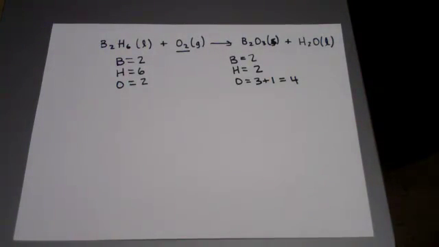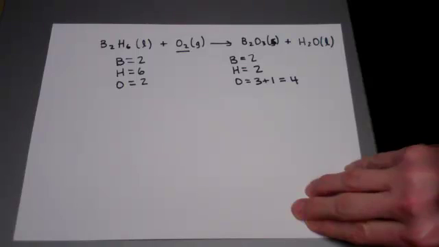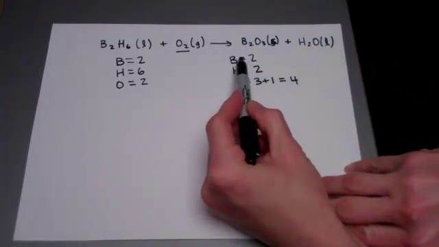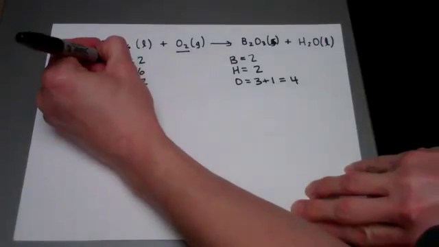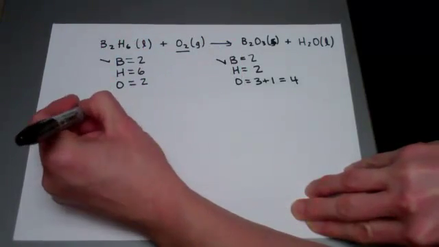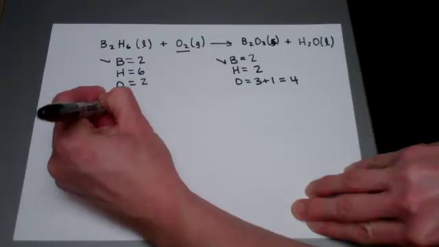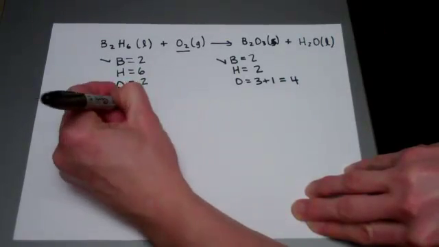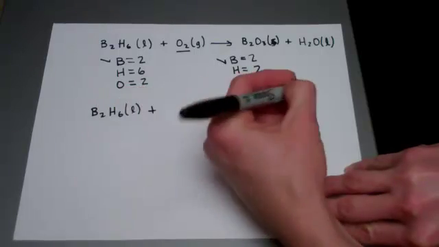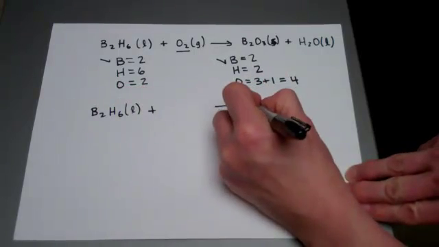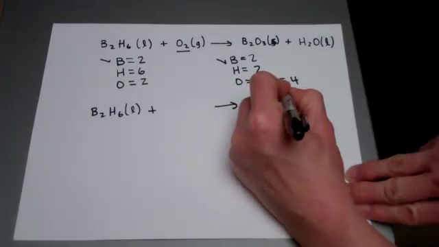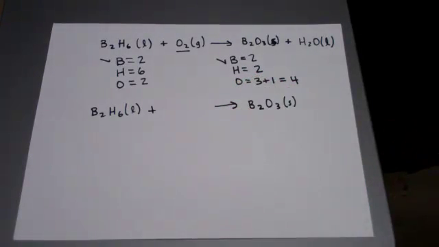So the first thing that we need to look at: our borons are balanced, so let's leave those alone for now and see if we can do this equation without having to change our number of borons. We're going to say these look good, so we're going to leave B2H6 alone, plus our oxygens, and we're going to come over here and leave this term alone too, B2O3 in the solid state. Now, I don't know if this will work, but we're going to try it out.